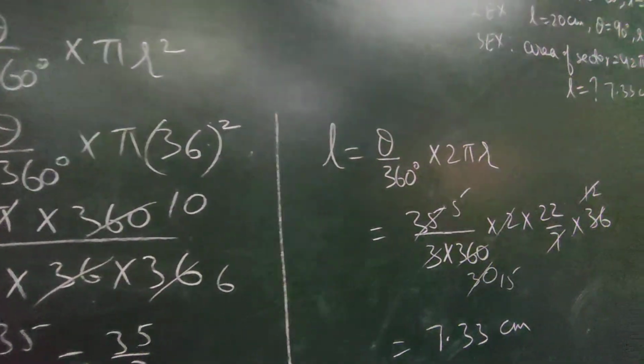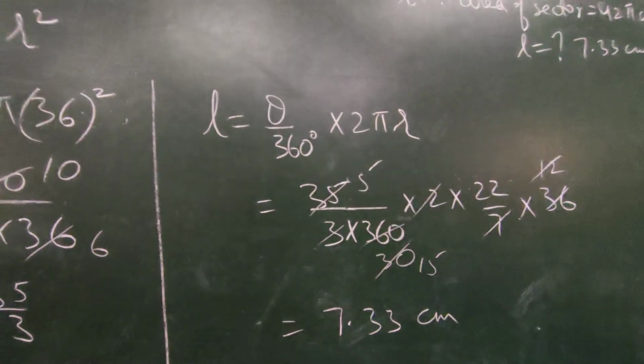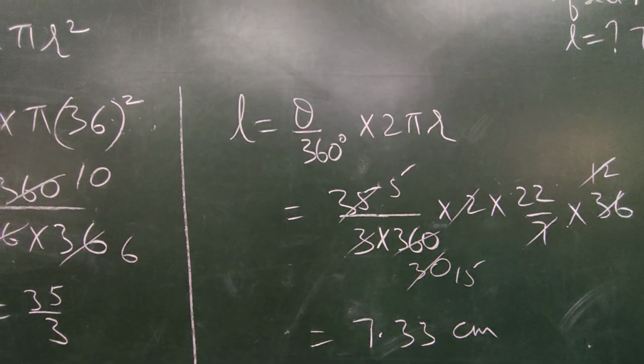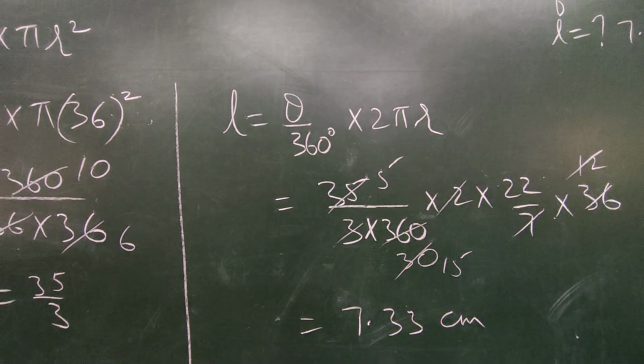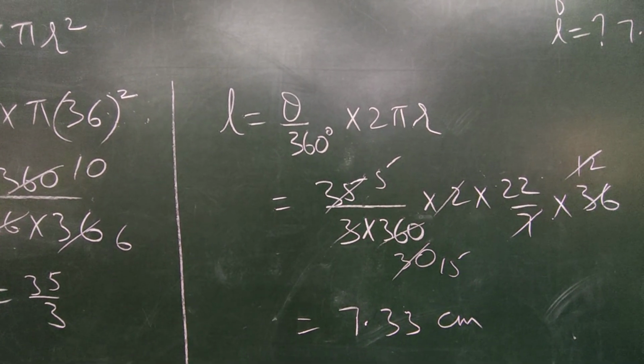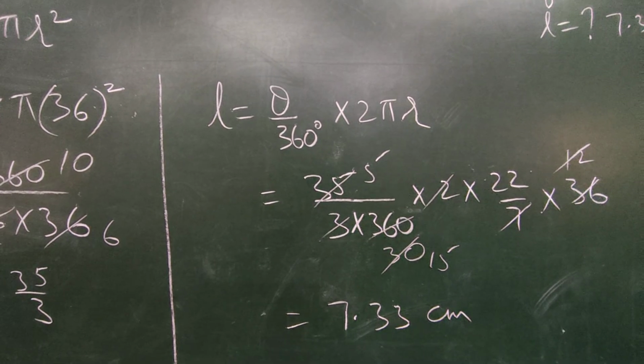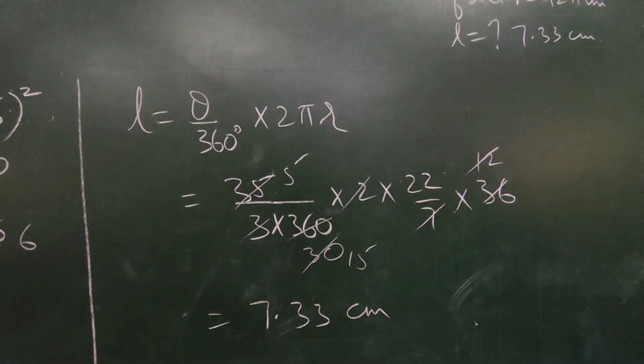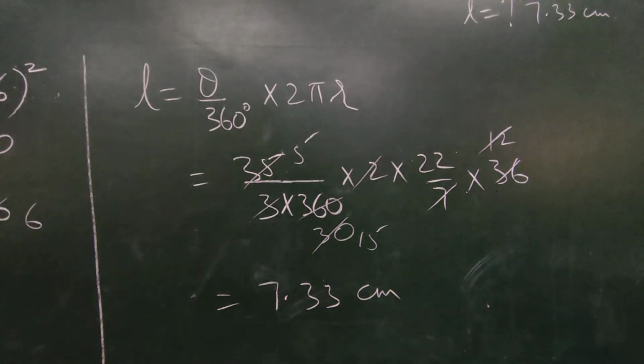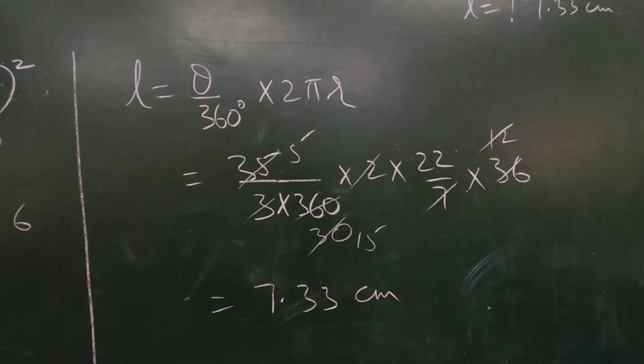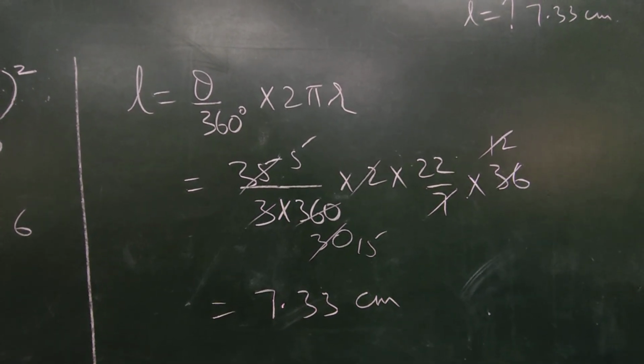So now we have theta also, we have got radius of this circle also. Now we will apply the formula for length of arc, that is L equals to theta upon 360 into 2 pi r. Now here we are putting theta as 35 upon 3 and value of r is 36. So after simplification we get the length of arc as 7.33 centimeters.